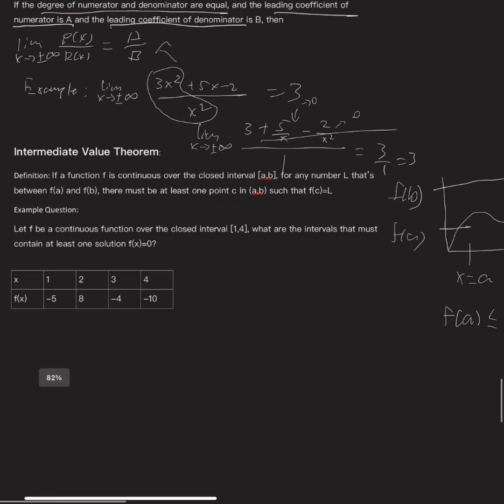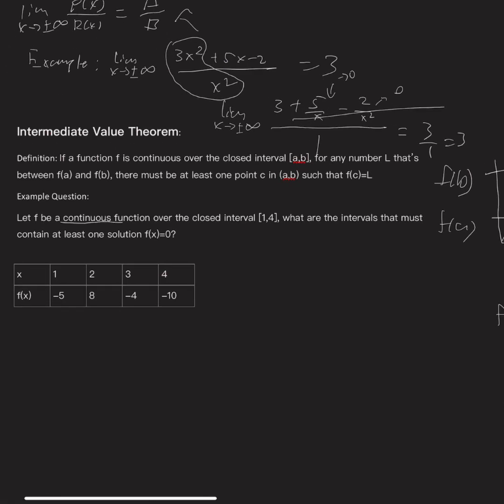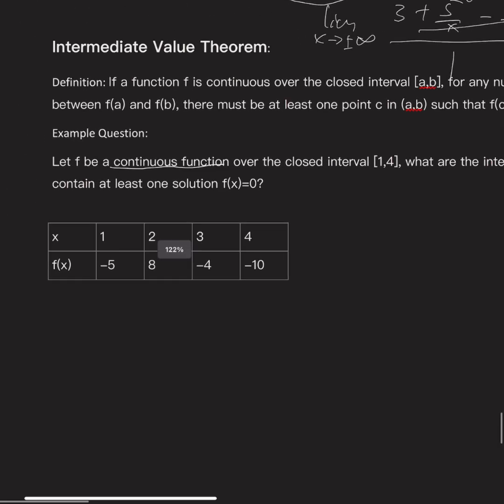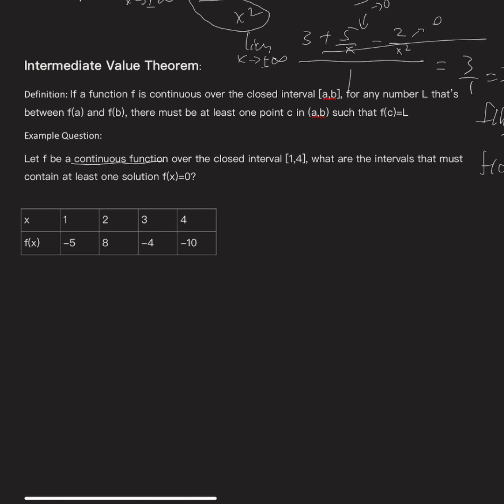Let's look at an example. Let f be a continuous function over the closed interval 1 to 4. What are the intervals that must contain at least one solution to f of x equal to 0? Well, let's see. From 1 to 2, it's from -5 to 8. It does contain 0. So we will say there is 1, 2. This interval must contain a value where f of x equals 0.